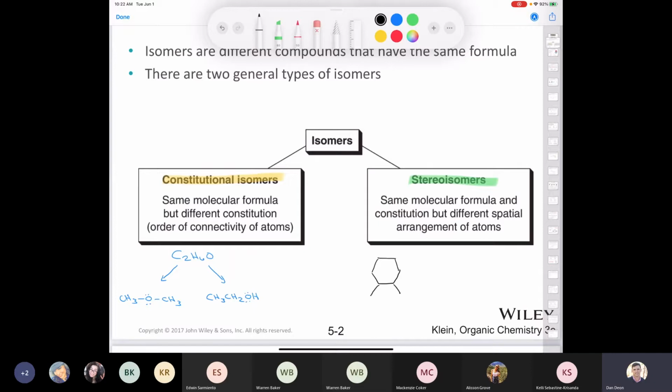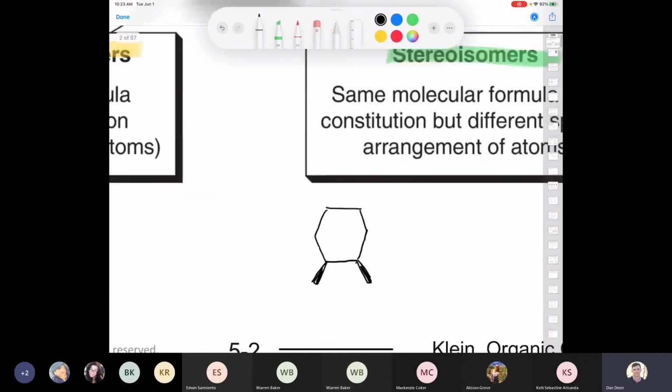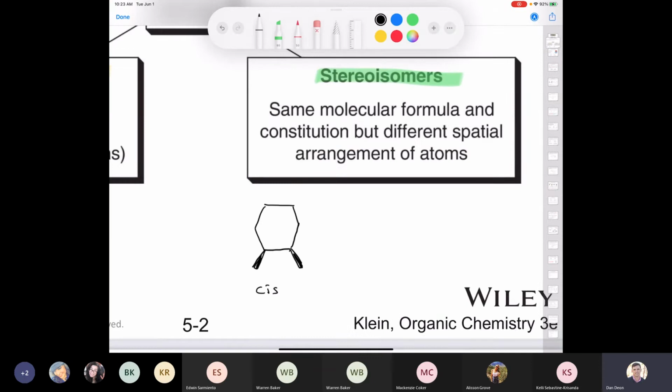If I was to ask you to name that molecule based off of what you learned in chapter 4, maybe I could clean up that bond a little bit. If I was to ask you to name this molecule based on what you learned in chapter 4, you would say that's 1,2-dimethyl cyclohexane. And I would say you are 100% correct. Now, if I drew both of those methyl groups as wedges coming out towards you on the page, you would call that molecule cis 1,2-dimethyl cyclohexane. Why? Because the 2 methyl groups are both pointing up. They're on the same side of the molecule.